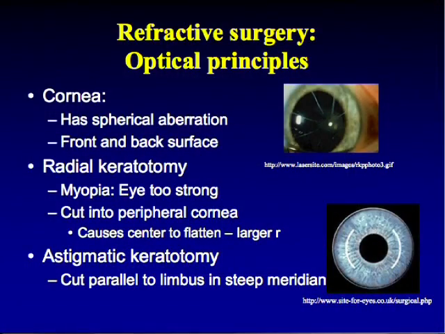So what was done when radial keratotomy was performed? Well, in that case, the eye's too strong, so these cuts were made in the peripheral cornea, which caused the periphery to actually get steeper. It destabilized the periphery and flattened the center of the cornea to reduce the power. In astigmatic keratotomy, you cut the periphery here to, again, destabilize the periphery and flatten the center in this meridian.